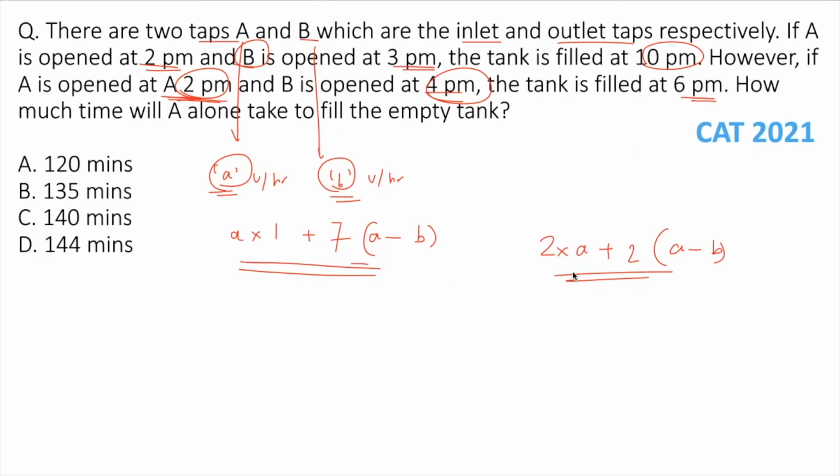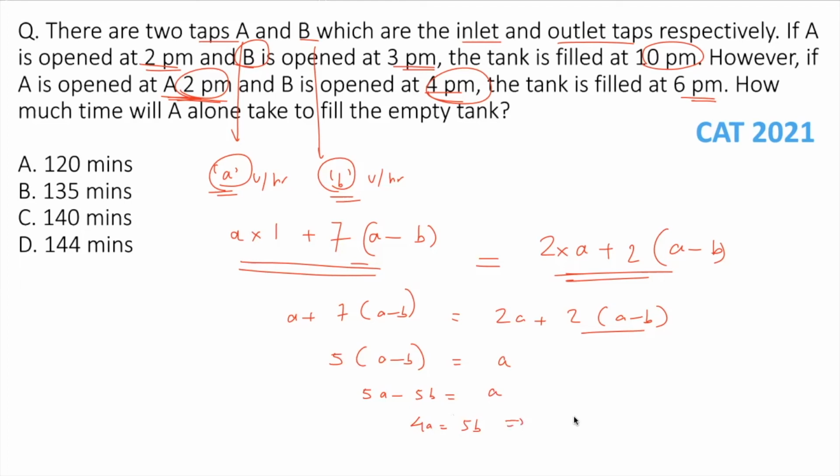Since both the two terms give you the tank capacity, we equate them. We have A plus 7 times A minus B will be equal to 2A plus 2 times A minus B. Taking the 2 into A minus B term on the left hand side, A on the right hand side, I will have 5 times A minus B will be equal to A. This gives me 5A minus 5B is equal to A, or basically you have 4A as 5B, or A by B is equal to 5 by 4.